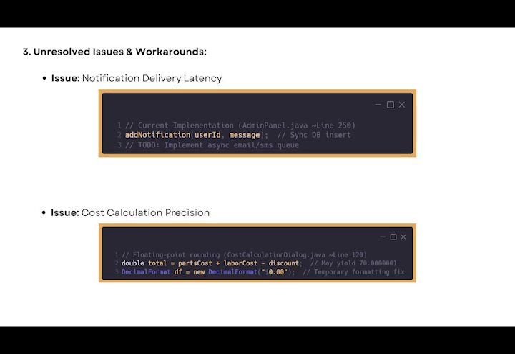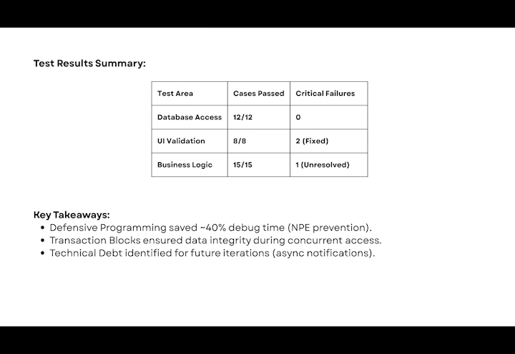Despite improvements, two issues remain. Notification delivery latency. Currently, notifications are inserted synchronously into the database. We plan to implement asynchronous email and SMS queues to improve responsiveness. Cost calculation precision. Floating point rounding sometimes causes minor inaccuracies. As a temporary fix, we apply DecimalFormat to display values consistently like 0.0. We ran extensive tests across core areas.